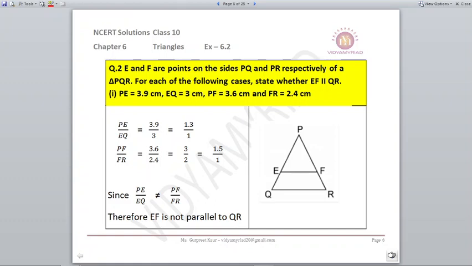In the first case, we are given PE as 3.9 centimeters and EQ as 3. So PE upon EQ comes out to be 3.9 upon 3, which is equal to 1.3 upon 1. In the next case, PF upon FR we have to take, that is 3.6 upon 2.4, which comes out to be 1.5 upon 1. So we see that the ratio PE upon EQ is not equal to PF upon FR, and thus we can say that EF is not parallel to QR.